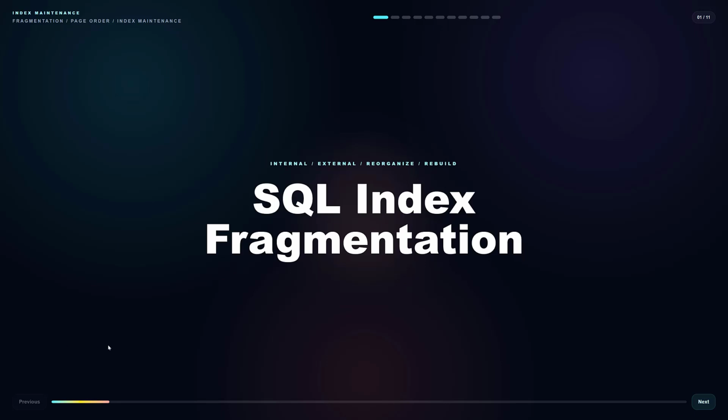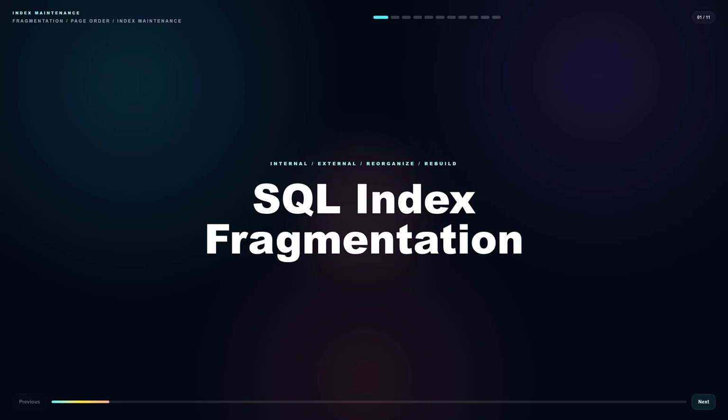Hi everyone, welcome back. So far, we've learned how SQL Server stores data in pages, how indexes help reduce page reads, and how B-trees allow SQL Server to navigate efficiently through those indexes. But over time, something happens that slowly reduces the efficiency of those indexes. That problem is called fragmentation.